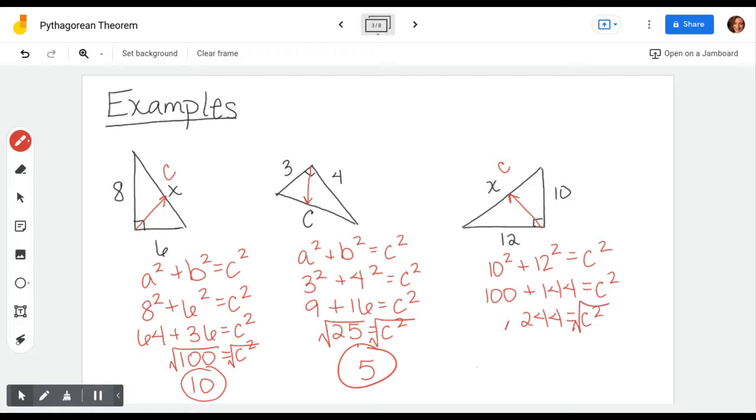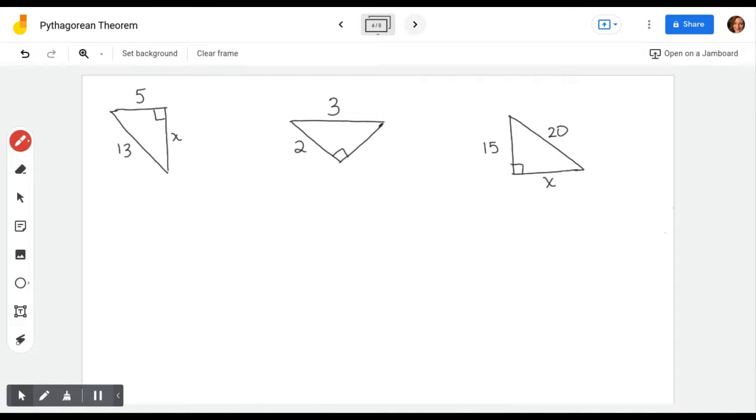Add those together, that's 244 equals C squared. 244 is not a perfect square. So in my calculator, I know that the square root of 256 would be 16. So this is going to be a little bit less than 16. But I'm going to use a calculator to see exactly what it is. So 244 square root, I get about 15.6. So there's 3 examples where you're missing your hypotenuse, but you're not always missing the hypotenuse.